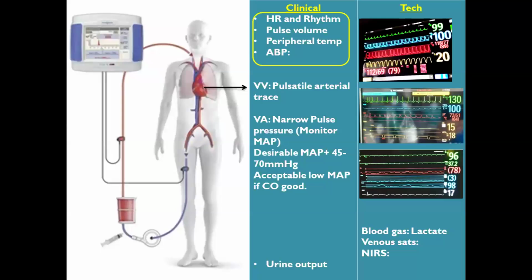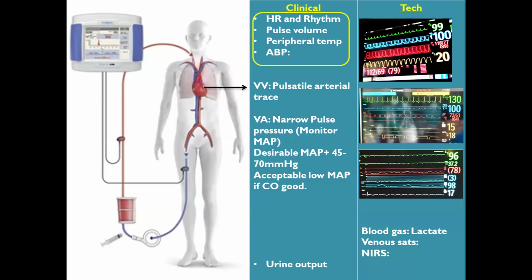Now we'll come to circulatory monitoring. The usual parameters that are monitored are heart rate, rhythm, ensure that the patient is in sinus rhythm, the pulse volume, peripheral temperature, all these are monitored. When it comes to VV ECMO, usually the pulsatile arterial trace is maintained because you're talking about a circulation which is in series. Unlike VA ECMO, where the circulation is in parallel, the pulse volume should be good. The peripheral pulses should be good. Peripheries should be warm. CFT should be okay when it comes to VV ECMO.